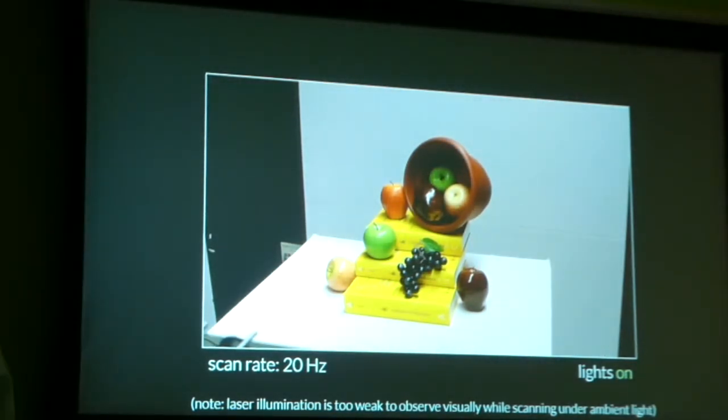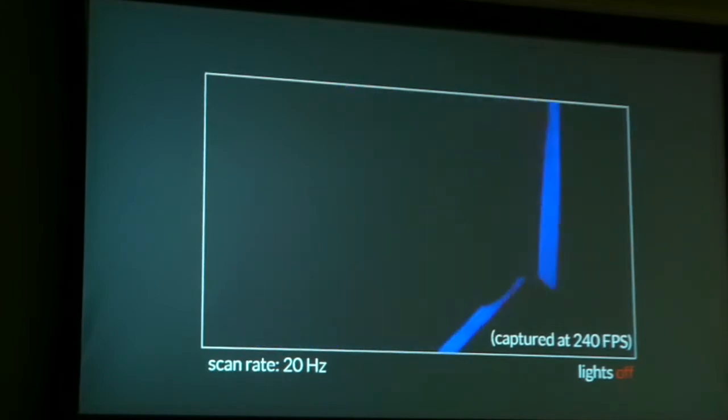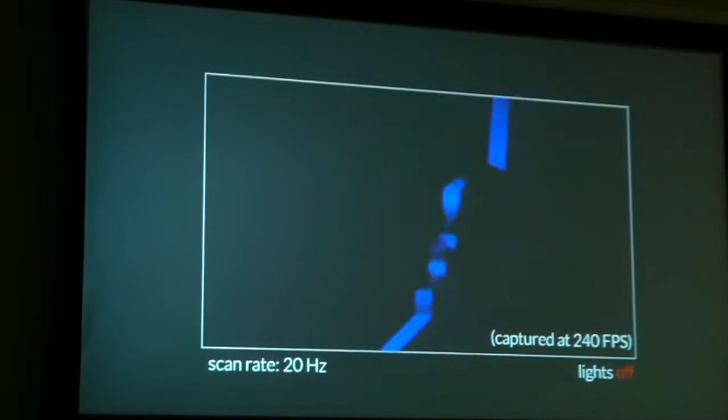If you scan it under the ambient lights, you can't really see it. The laser we had for this prototype was pretty low power, so the range was limited to a few meters. But if we dim the lights, we can actually see the scanning. This is also captured at 240 frames per second, so we slow things down a little bit more so we can see the scanning.